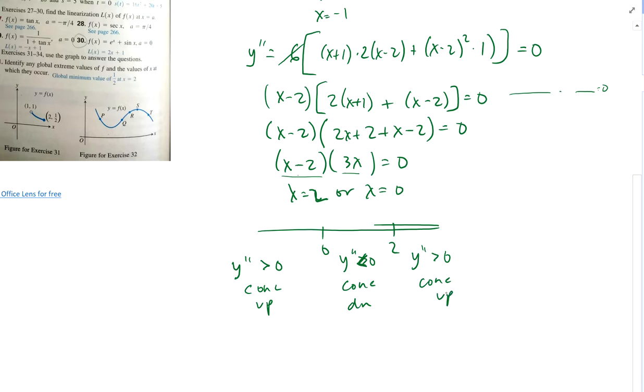Okay. And so I've got changes in concavity at 0 and at 2, so x equals 0 and x equals 2 are inflection points. All right, got it? Good.